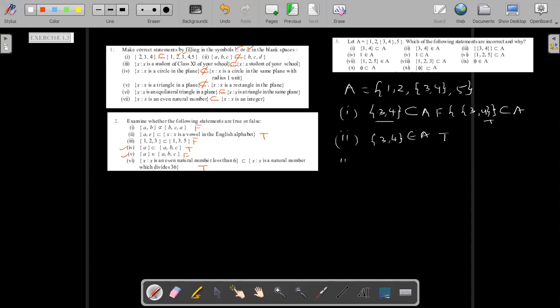And the third one I have written here. This is correct. The third one is a correct statement because this is having an element which is inside the set A. So this is a subset of A. It is true. Then 1 belongs to A. Yes, this is also true. 1 is an element and it belongs to A. It is true.